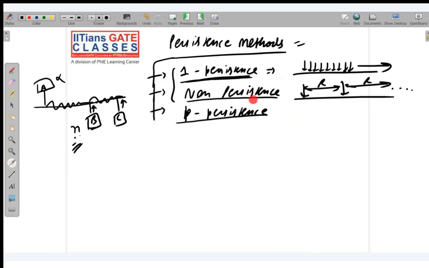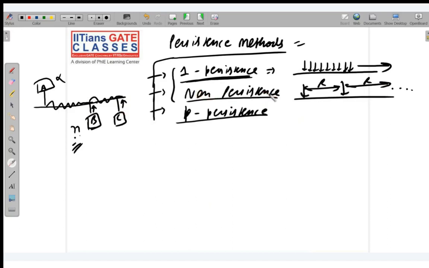But in non-persistence it is low. Why is it low? Because they will wait for a random amount of time, and this random amount of time might be different for B and C. Like B waits for 1 second, C waits for 2 seconds. So chances of collision are still there, but it is less in non-persistence.